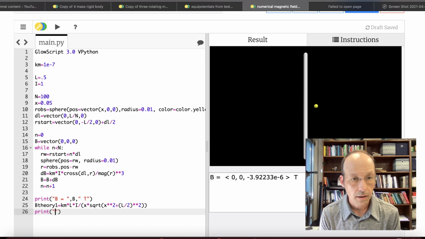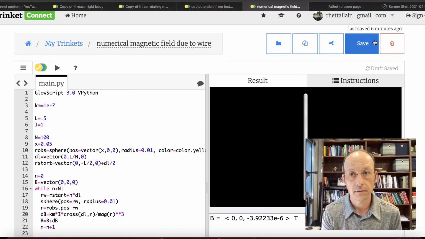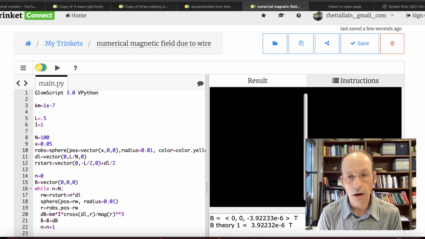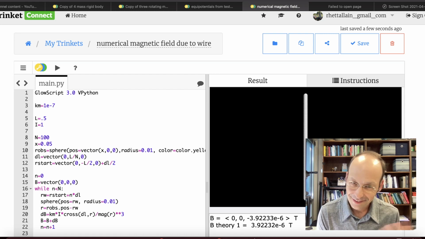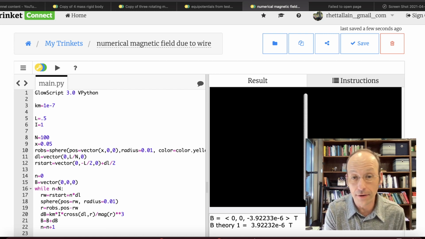Print B theory 1, and there will be another one, equals B theory 1 Tesla. And that's this Z component. I should save this. And run it. It's always surprising when things work. And you can't get anything working better than that.